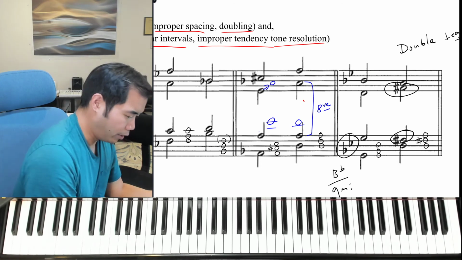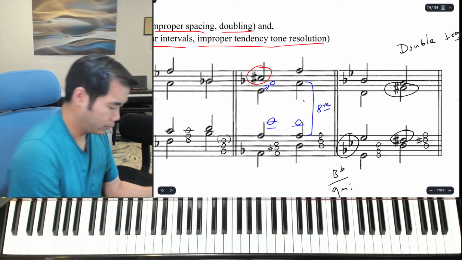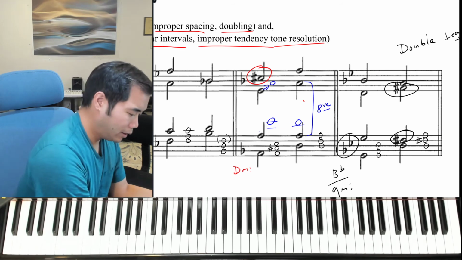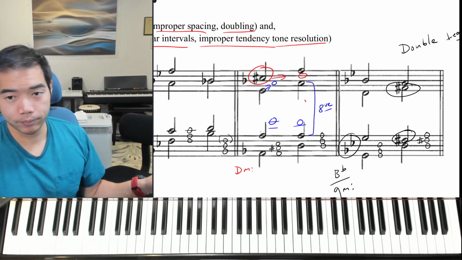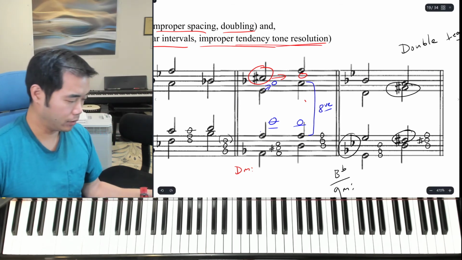There is another issue here I'll point out right now, and that is we have the leading tone here. This is D minor, could be F major or D minor. Leading tone. What did we say about leading tones? They want to resolve. This should be resolving to D. So that's our improper leading tone resolution. Okay, so that's a problem.